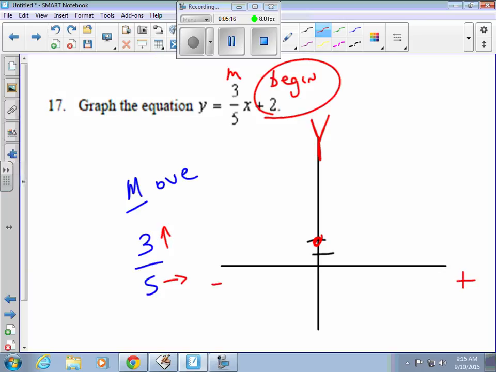So from the point we already have, we're going to go up 1, 2, 3 more, and we're going to go to the right 1, 2, 3, 4, 5 more, and we're going to put our second point there. Once you have 2 points, you can connect the dots like Pee Wee Herman, and there is your graph.